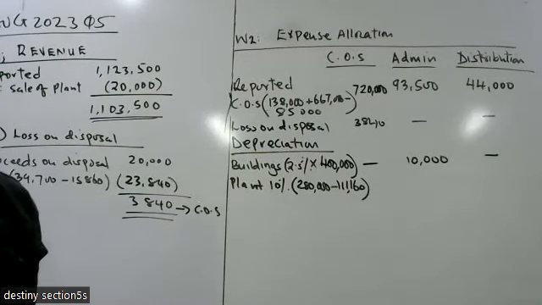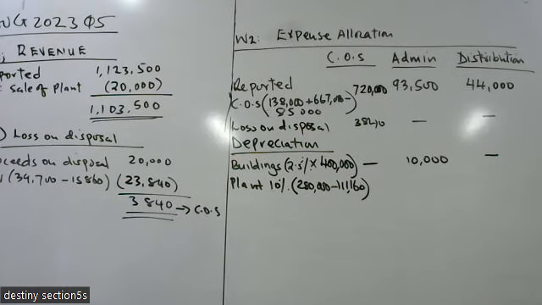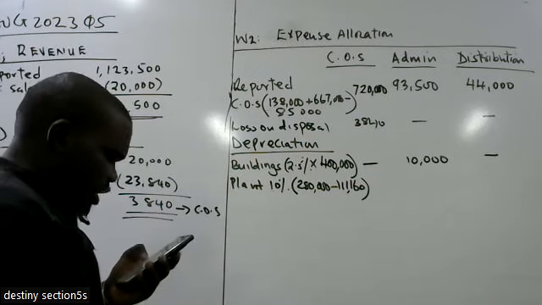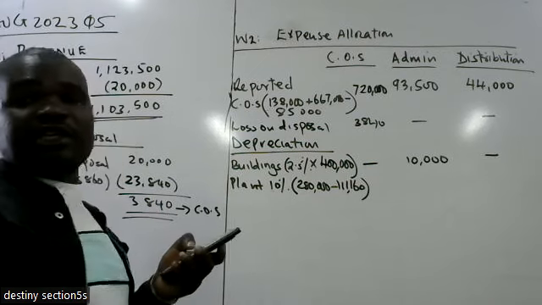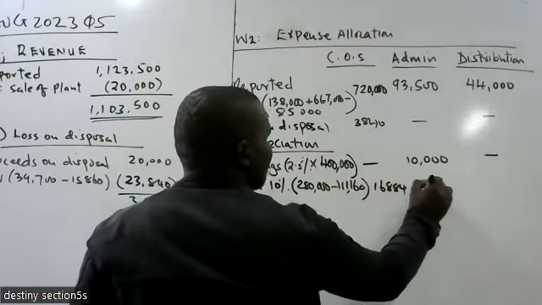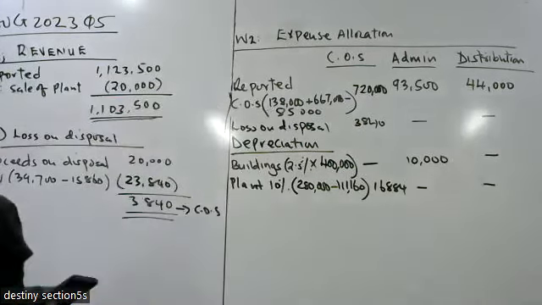So people are getting 16,884. They are saying we take it to cost of sales. 16,884. They have said we take it to cost of sales.